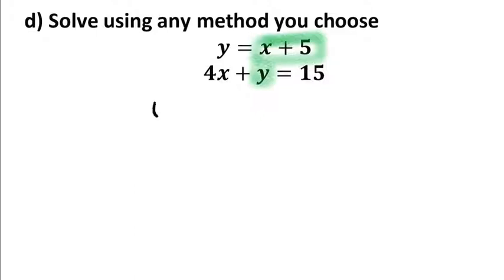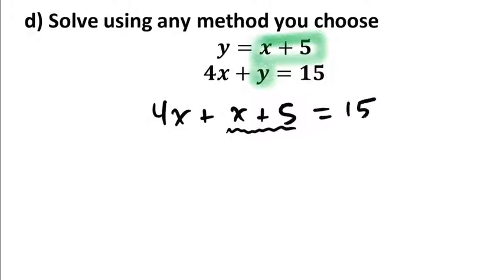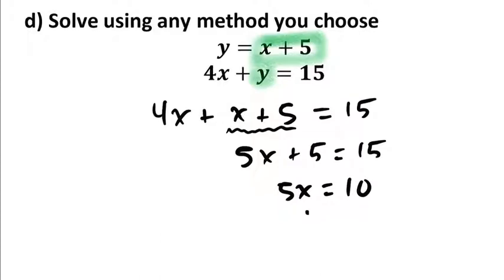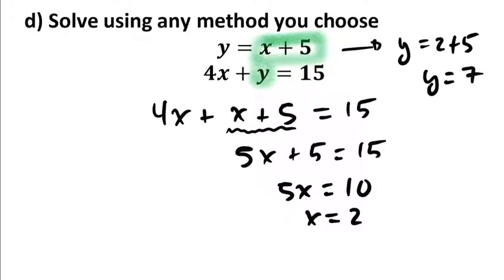So I'm going to rewrite the second equation as 4x plus x plus 5, right? What I did is I just wrote x plus 5 in for y, and that equals 15. Therefore, 5x plus 5 is 15. 5x is 10, and x must be the number 2. And if x is 2, y must be 2 plus 5. Y must be 7. So my solution is 2, 7.